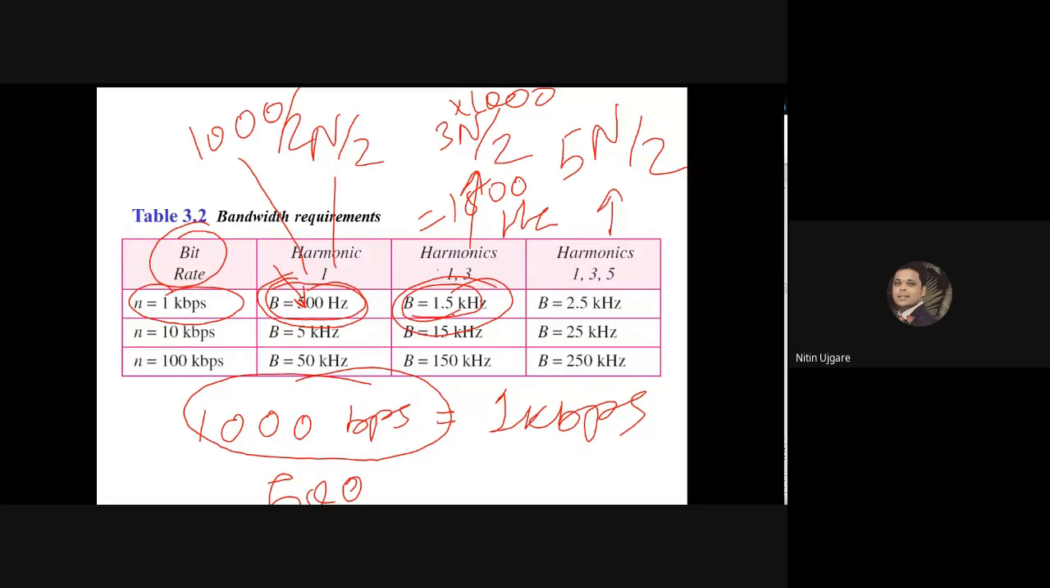In the same way for the third harmonic, we put the value of this bit rate, 1 kilobits per second, which we have converted into 1000, into this formula. So 1000 into 5 divided by 2 is 2500, and converting it into kilohertz, we get 2.5 kilohertz frequency. So here you can easily analyze that if I am sending the bits using the first harmonic, then I will have a very low bandwidth, that is 500.